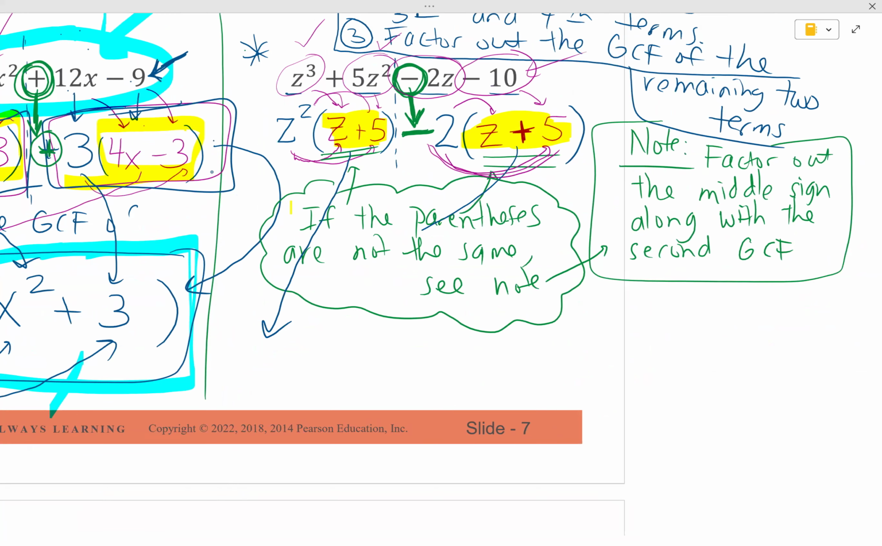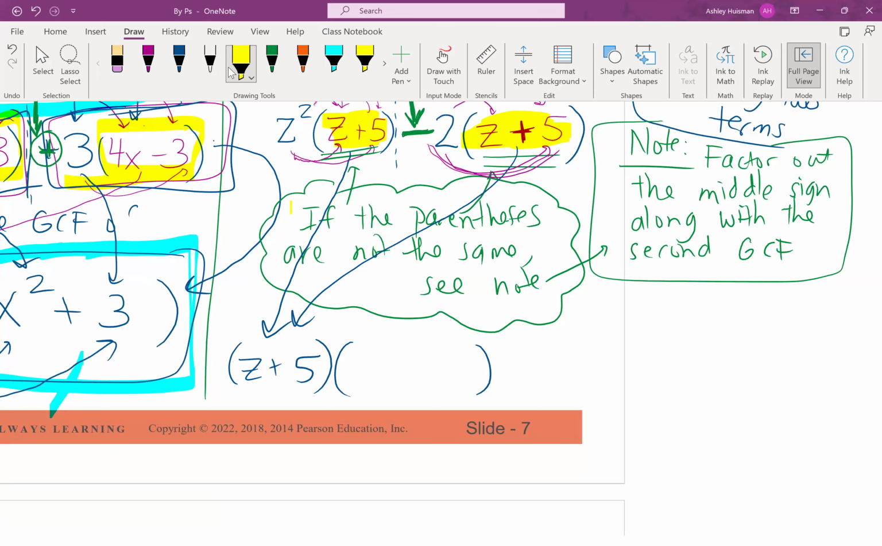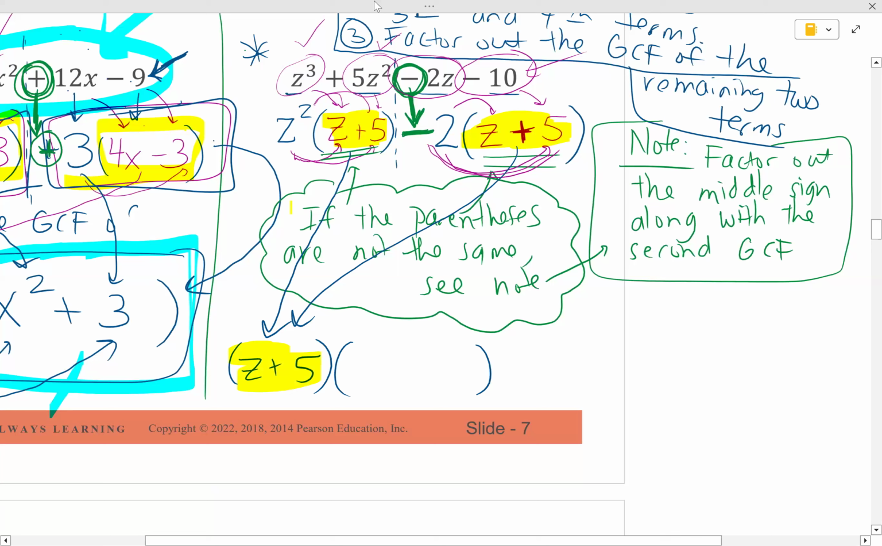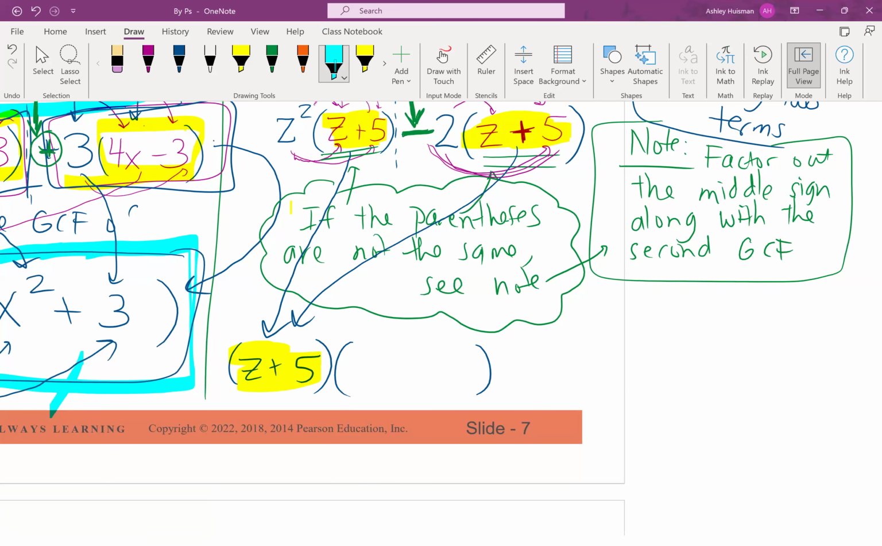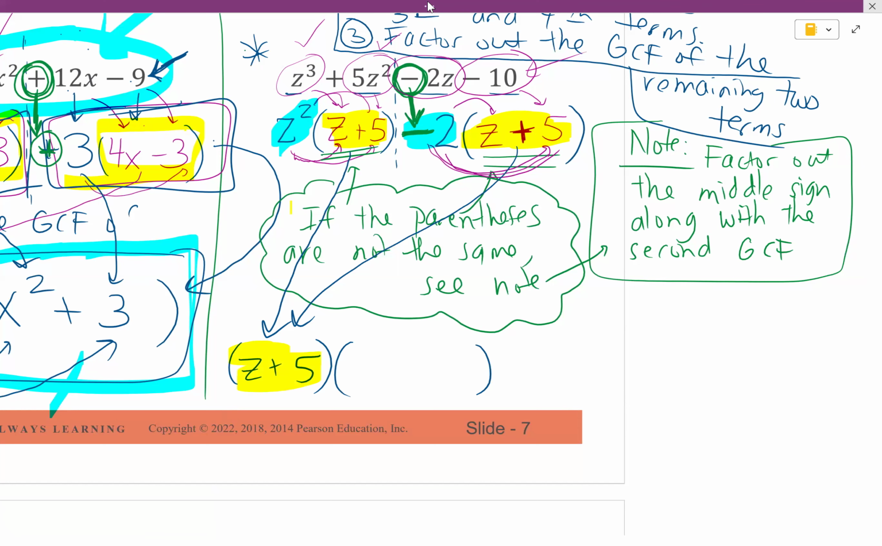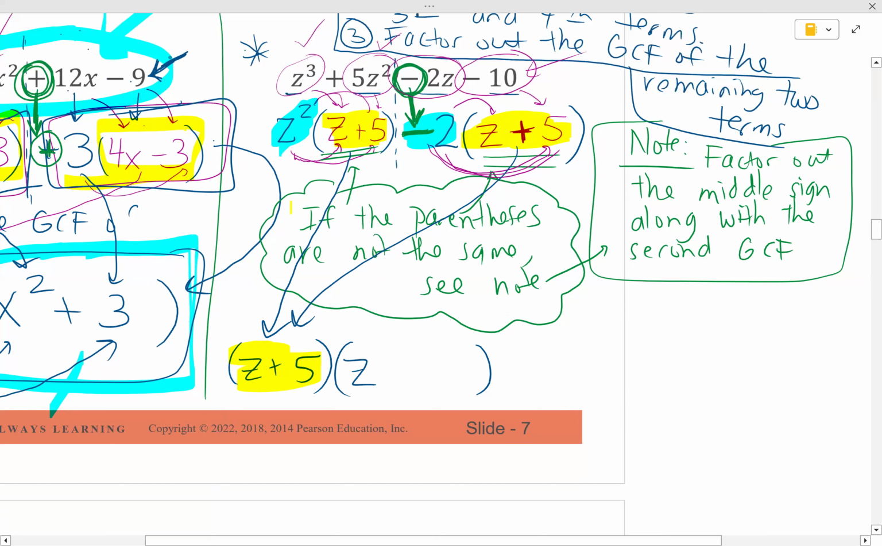Now I can factor out that parentheses they have in common, z plus 5, and then the leftovers go in the other parentheses. z plus 5 is taken out of both of them. Then who's left over from the first parentheses? z squared, and from the second parentheses, the minus 2. So I'm going to put those in their own little special parentheses over here. Boom. And that's it.